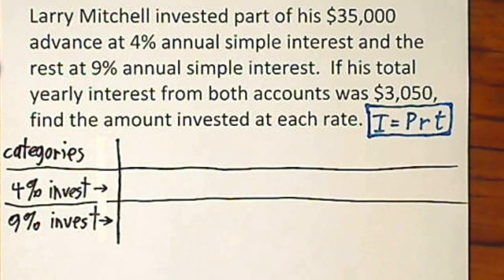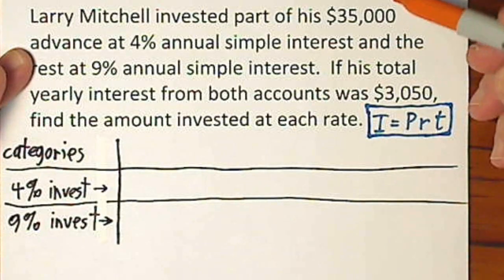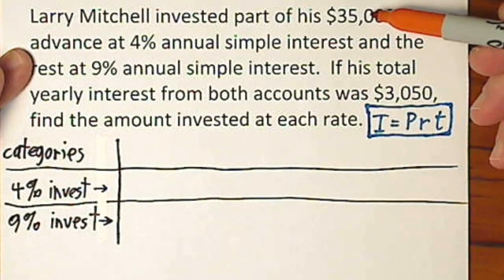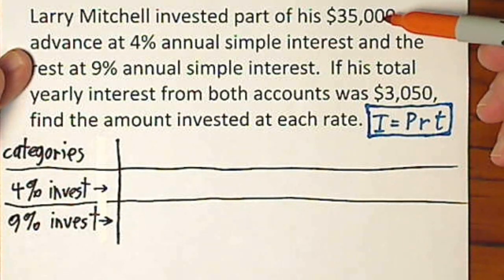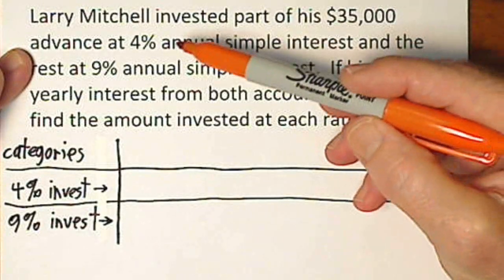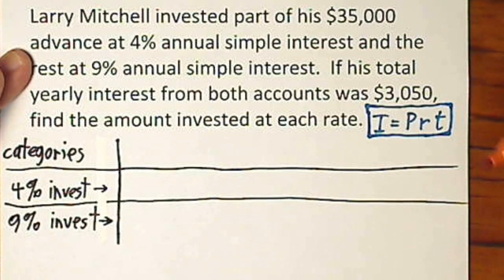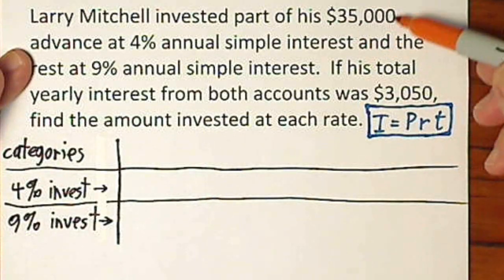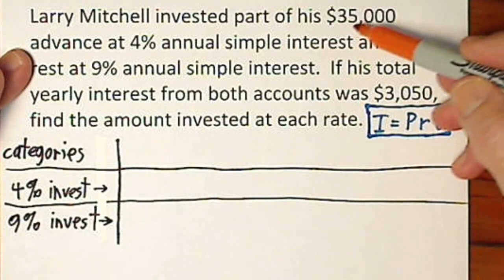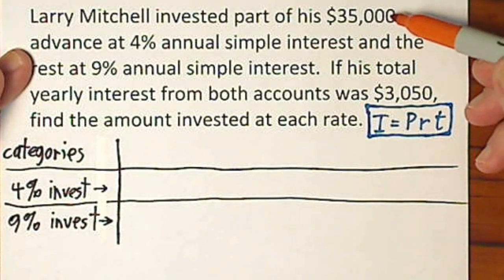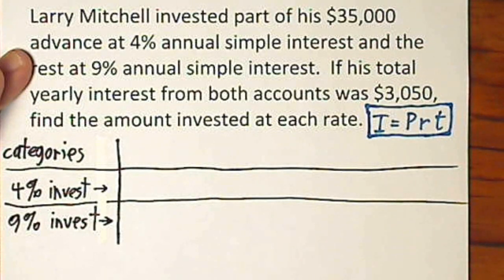And then let's see, we're trying to get some variables introduced here. He invests $35,000, but we don't know how much he put in the 4%. We don't know how much he put in the 9%. But this is sort of the key. We're going to build it around this: that all of this $35,000 got invested. And this is kind of a cool trick.